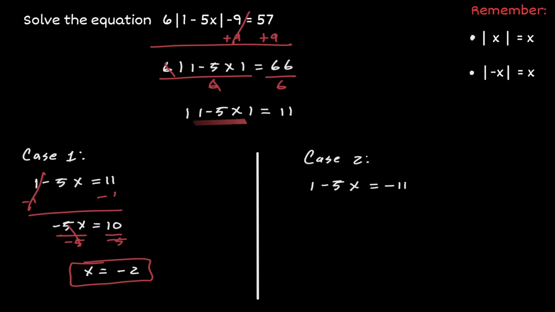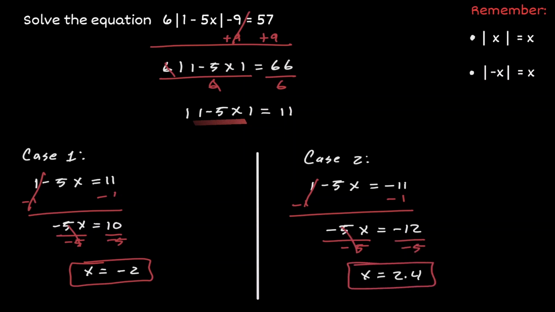Now let's solve for the second solution by looking at the equation in case number 2. To solve for x, let's start by subtracting 1 from both sides. So now the equation is equivalent to negative 12. To solve for x, let's get rid of the negative 5. Let's do that by dividing by negative 5 on both sides. So now we have our second solution, when x is equivalent to 2.4.